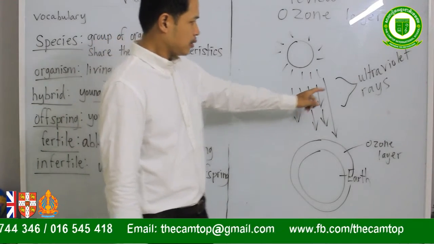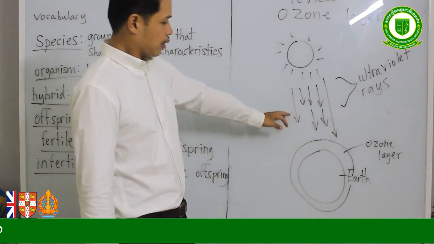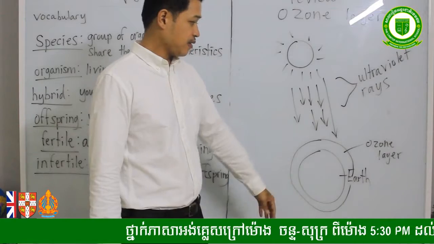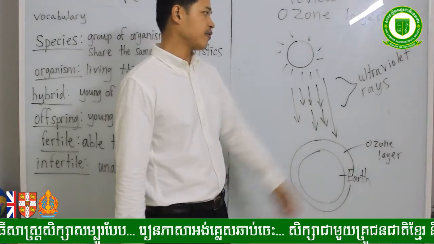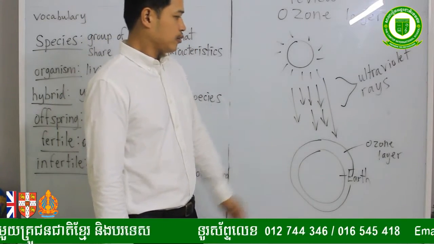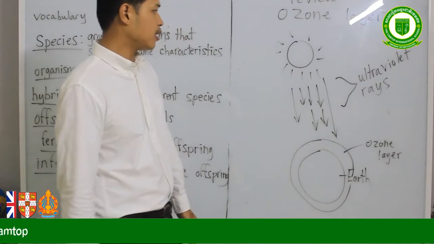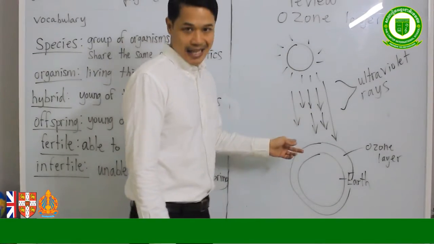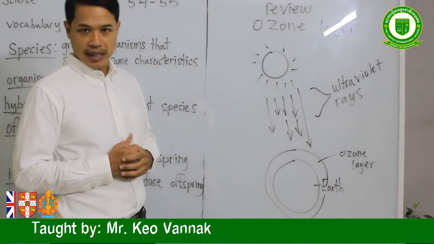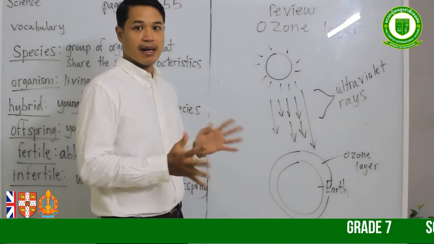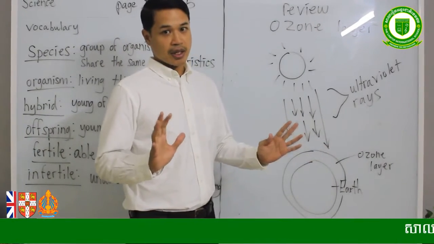The UV can be harmful to living things. So the ozone layer protects the Earth's living things by absorbing some of these ultraviolet rays. It protects living things by absorbing some of the sun's light, because too much of it can be harmful. We need it in the right amount, not too much, not too little, and the ozone layer does that job.